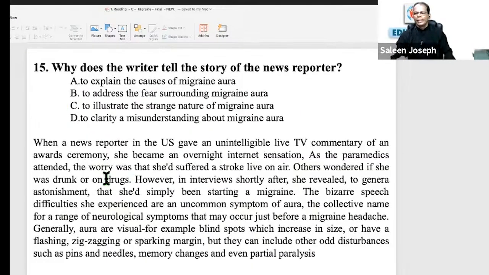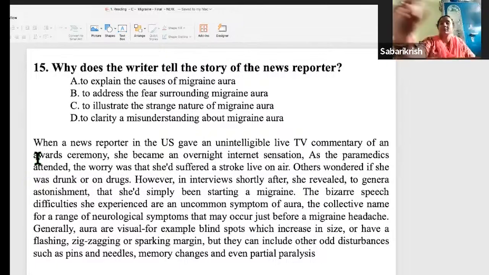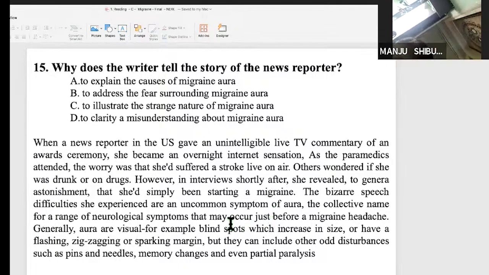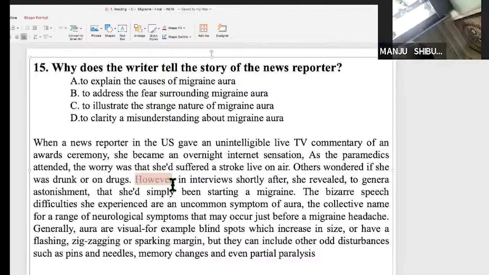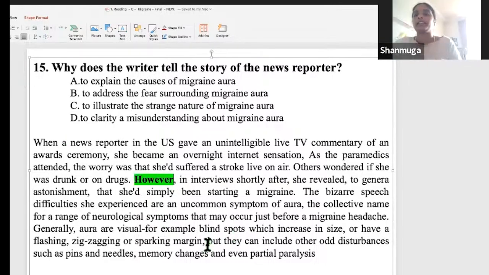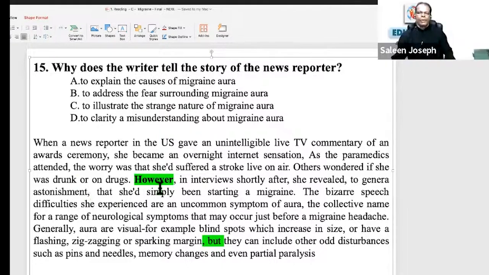I'll give you 1 minute. Glance through this and find the contrast word. However, but. Where is it? Which line? Third line. Okay, and the last second line. But. Now, after however, do you have anything similar to any of these options? Do you have a synonym of bizarre somewhere in any of these options?